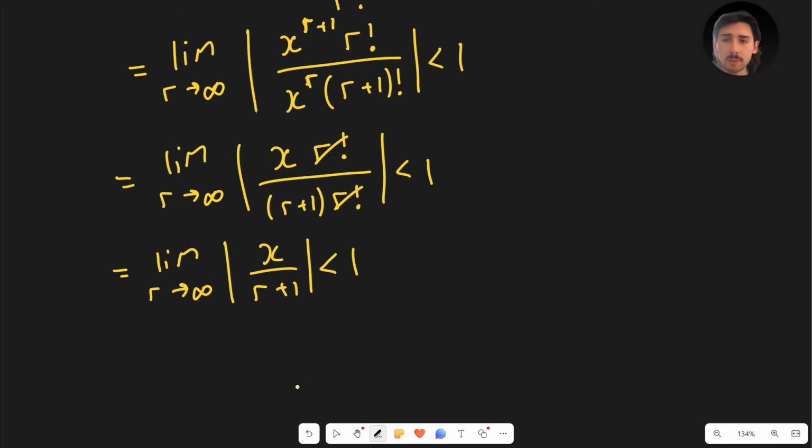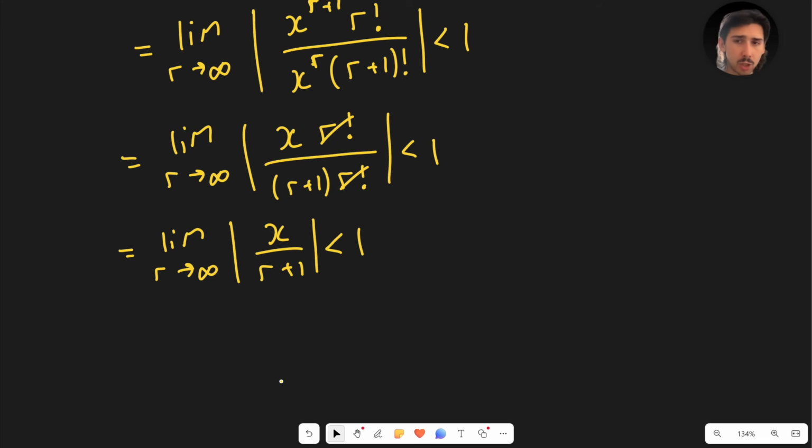Now here's the thing, guys. x is a constant. So even if it was a giant number, a massive number, as big as you want, this is still going to approach 0, because any number divided by r plus 1 as r goes to infinity is going to go to 0, okay? So we see that this is true for all values of x. And we can use a bit of cool mathematical notation: for all x.